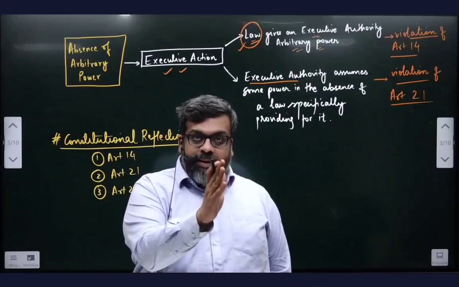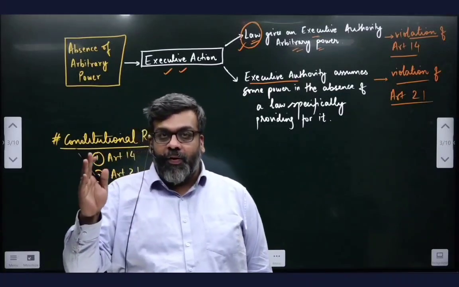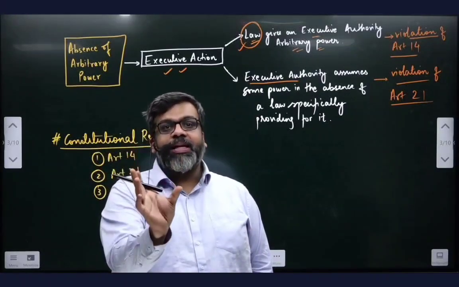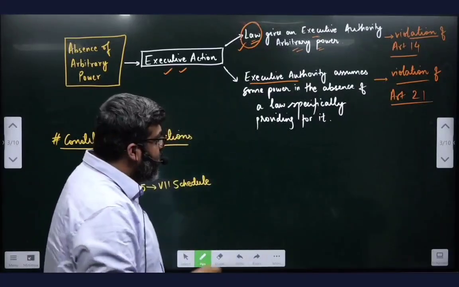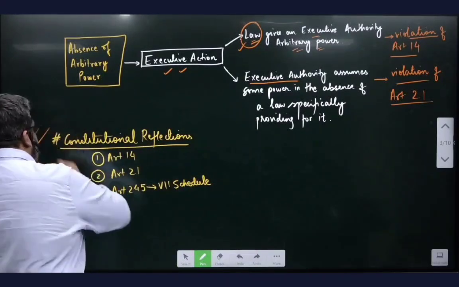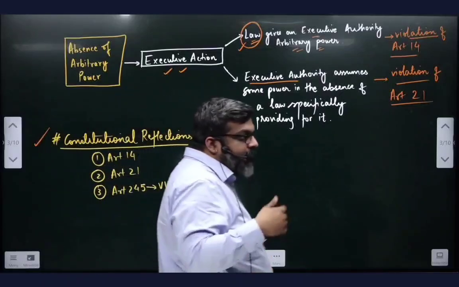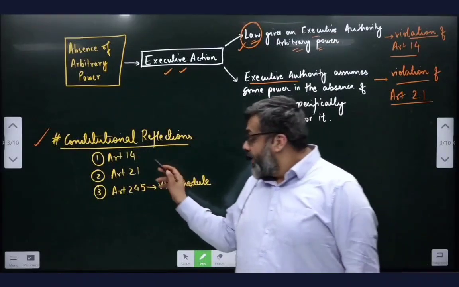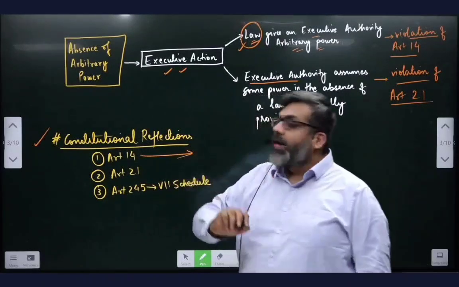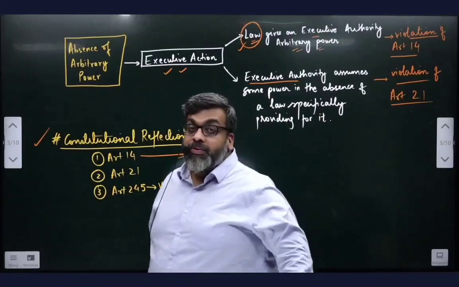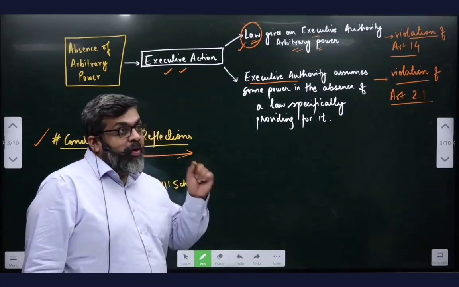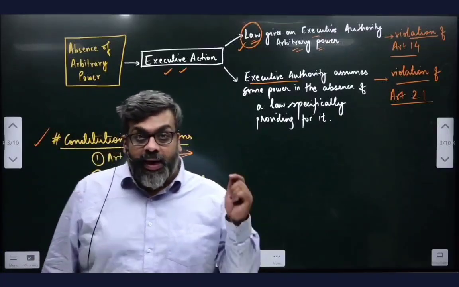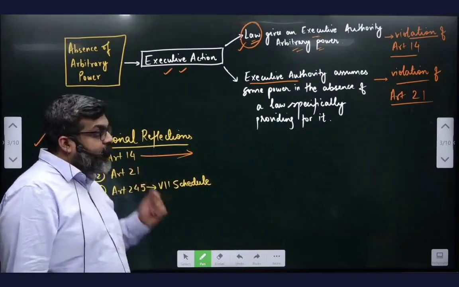So arbitrariness and equality before law have Article 14 in common. They're conjoined because of Article 14. So when I look at the constitutional reflections of it, Article 14 therefore strikes at the heart of arbitrariness. So whenever you are questioning that a law is arbitrary, you will actually be quoting Article 14.